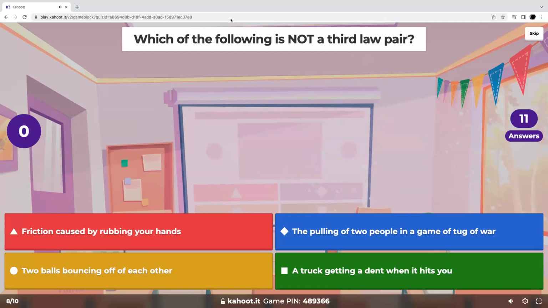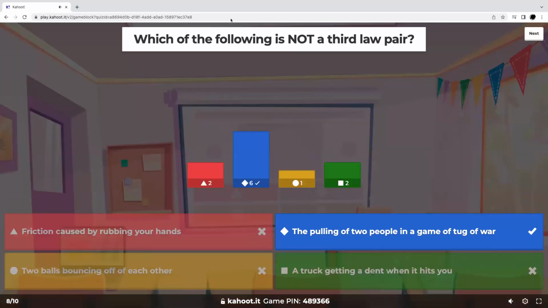It's hard to think of examples in the moment. Yeah. Looks like most people got this one right, at least. So going over the wrong answers first. Your hands exert friction on each other when they're rubbing. So your left hand will push against your right hand, but your right hand also pushes against your left hand.